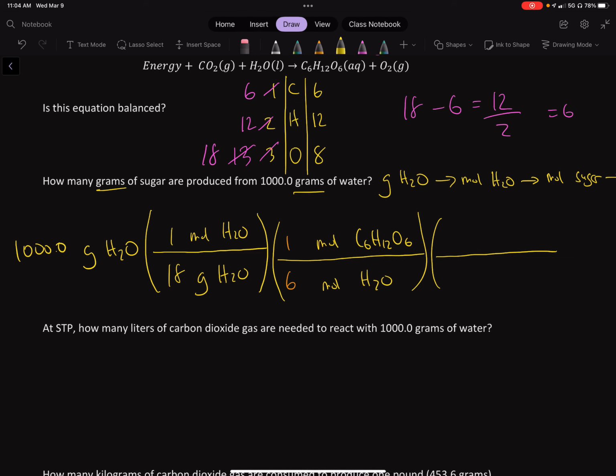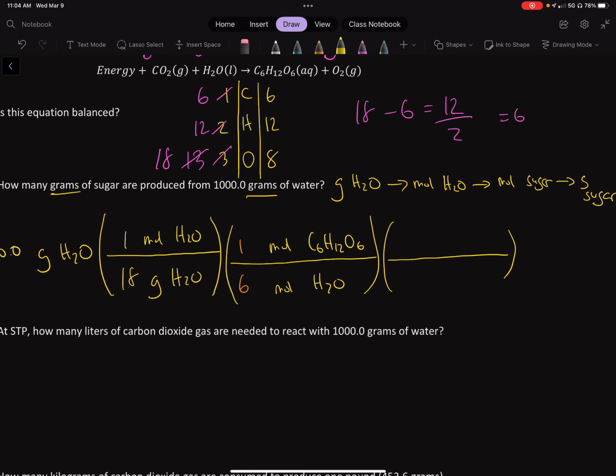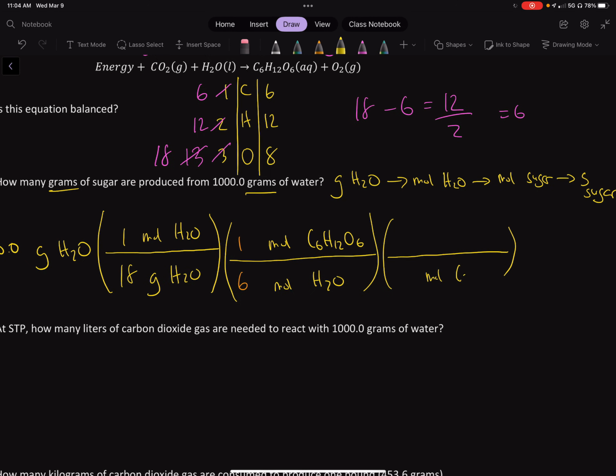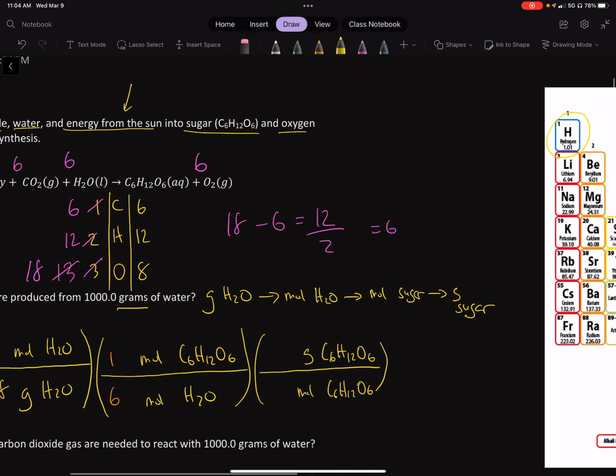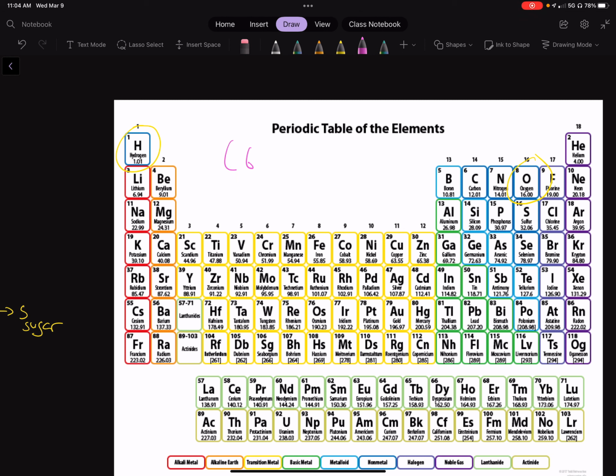And then lastly, we will do the molar mass of the sugar to go from moles to grams. So we'll have moles of C6H12O6 here, and we'll convert it to grams of C6H12O6. So molar mass of sugar, okay, that's a big molecule. C6H12O6, let's go over here, periodic table. So we'll have 12.01 times 6 for the carbon, 1.01 times 12 for the hydrogens, and then 16.00 times 6 for the oxygens.